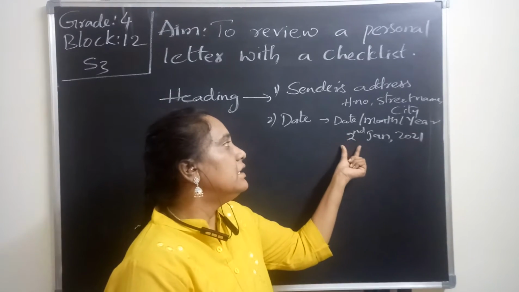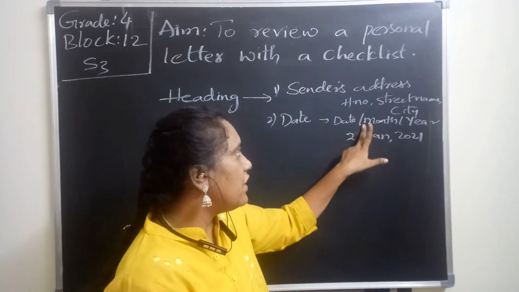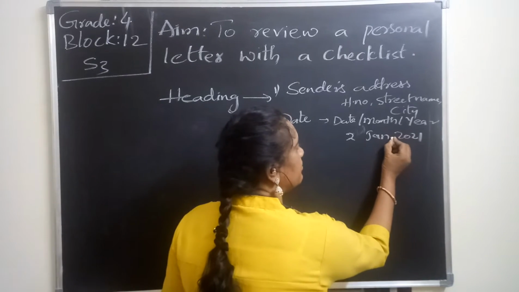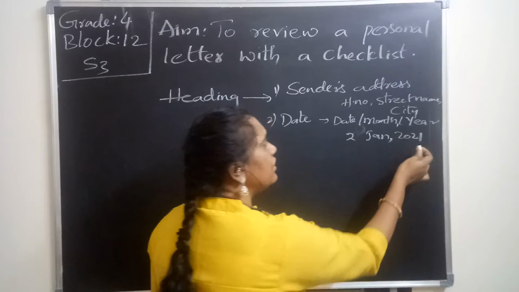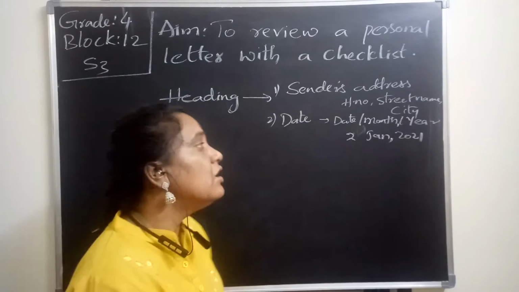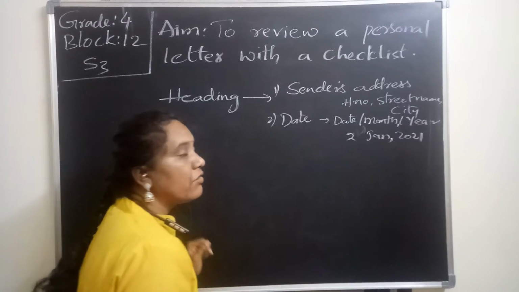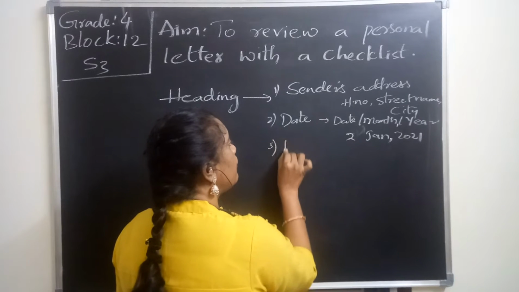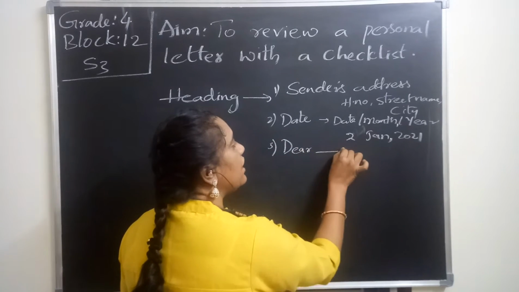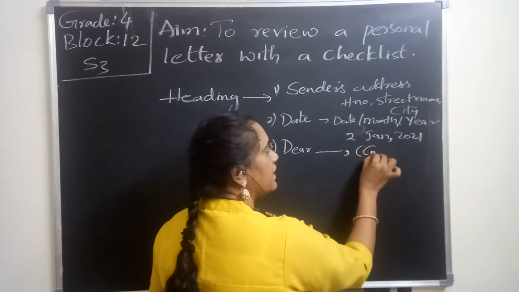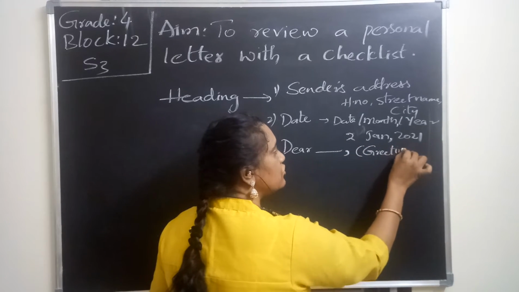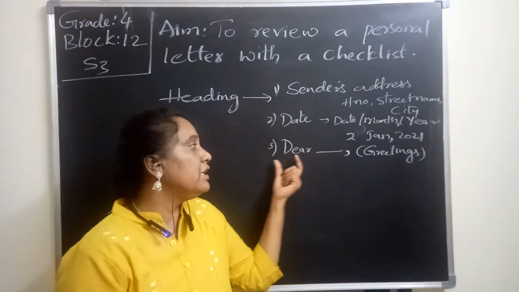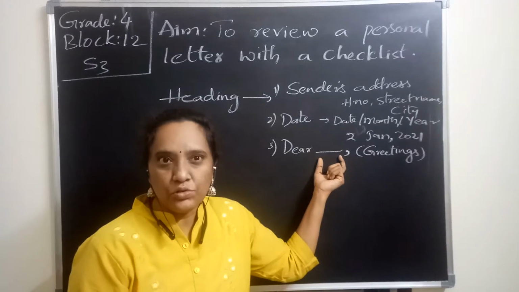The comma is important near the month, and the year 2021 we want to write as well. In the same way, after that what we are writing is the greeting. In the greeting we want to mention Dear and the name of the person with a comma. So the greeting is written for the name of the person. Dear is compulsory to write.